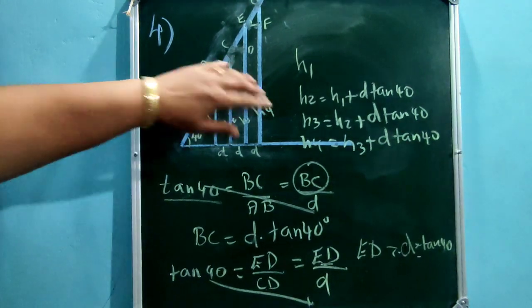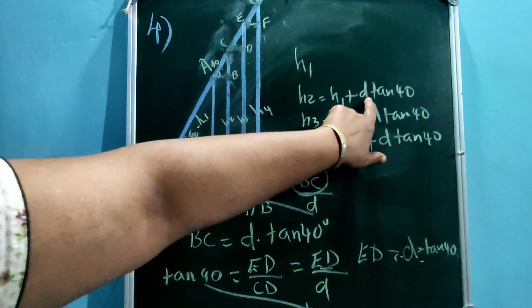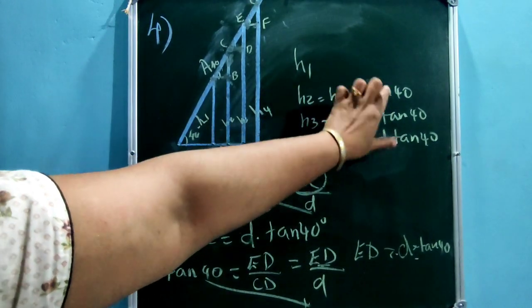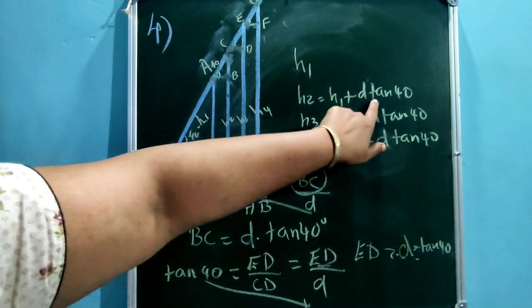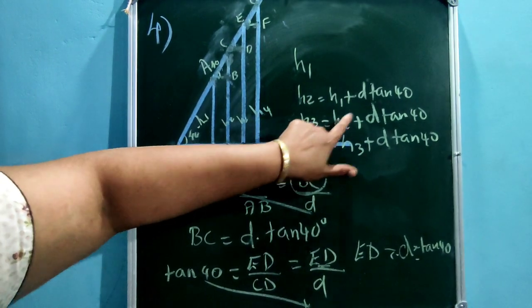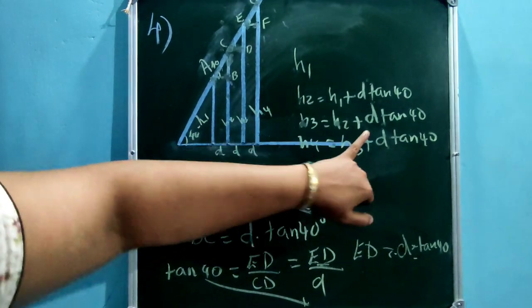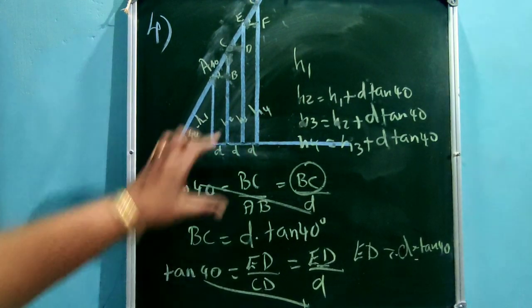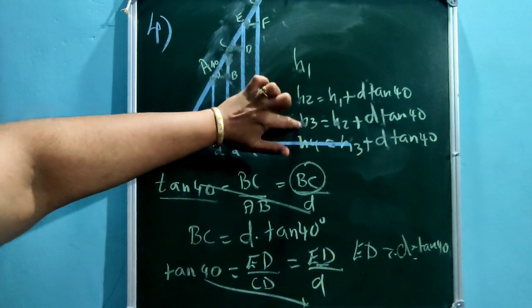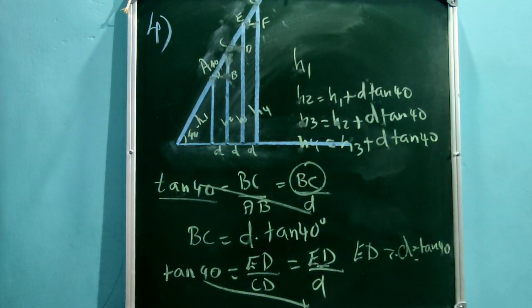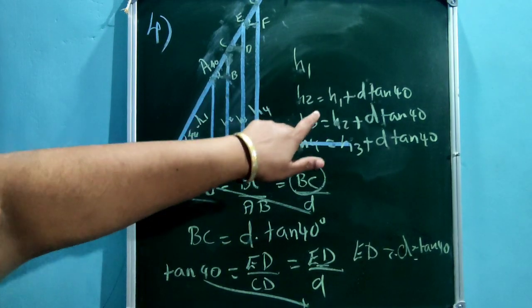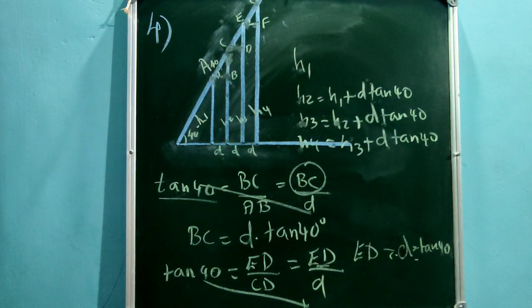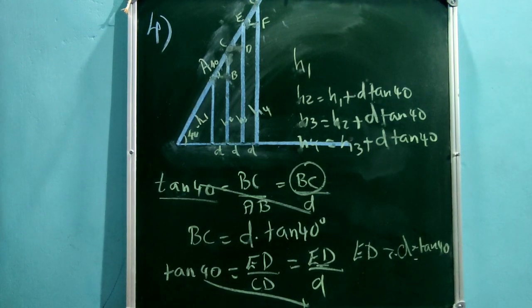Okay, so we have a first term and here we added a common number. First plus common number gives second, second plus common number gives third, third plus common number gives fourth. That means there exists a common difference. So we can say that H1, H2, H3, H4 forms an arithmetic sequence. So that is the proof.